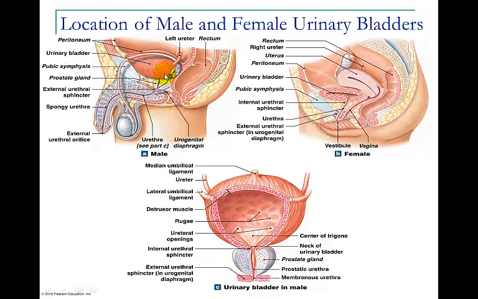One of the major differences is that the urethra coming out of the male is much longer than the urethra coming out of the female, and that shortness of the urethra is the reason why females have a greater tendency to have urinary tract infections, since it isn't a far distance for the infectious agents to travel.